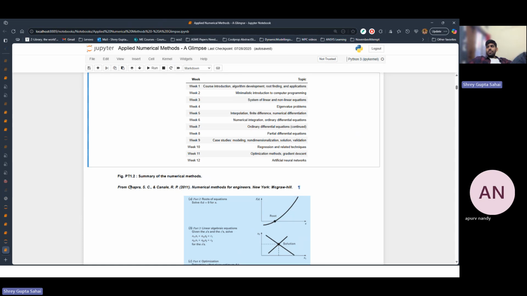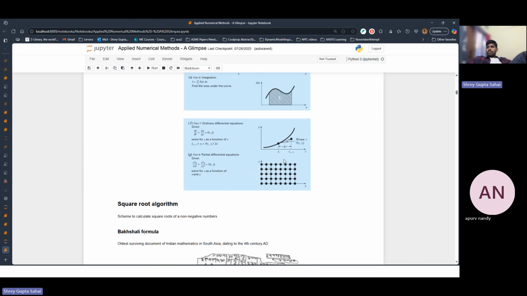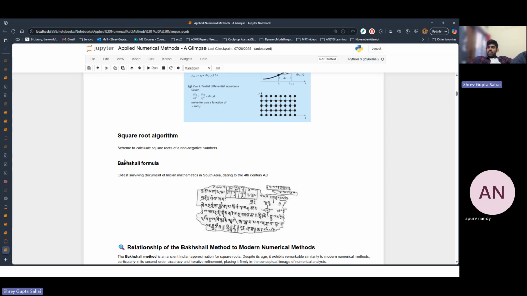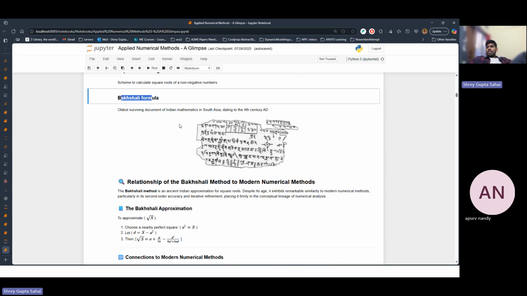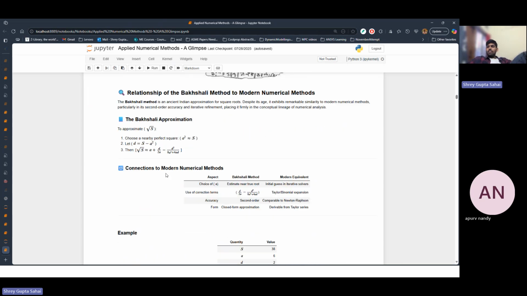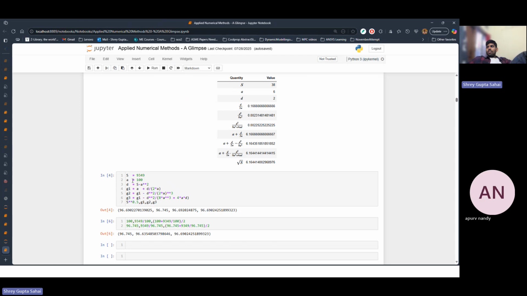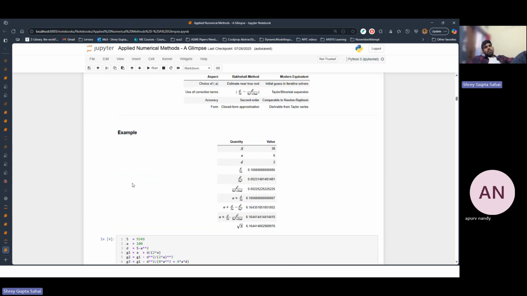The book that sir is following is Chapra and Canale, Numerical Methods for Engineers. You can look it up. Then, essentially, the first week was about the square root algorithm, the Bakshali formula, and the discussion led to the divide and average method, where we saw that if we want to find the square root of some number, what we can do is take an initial guess.